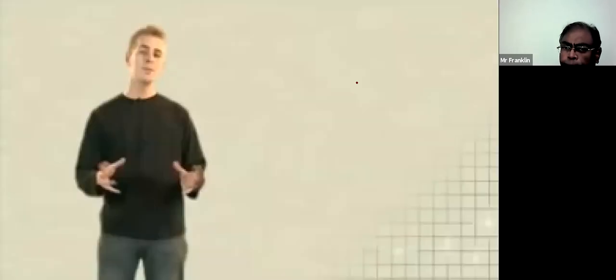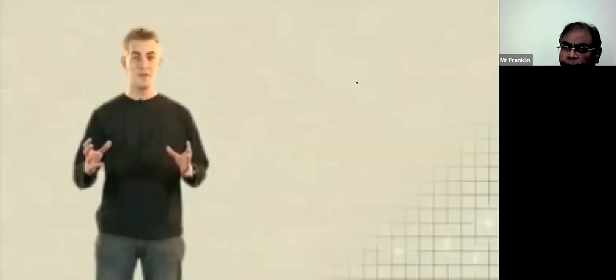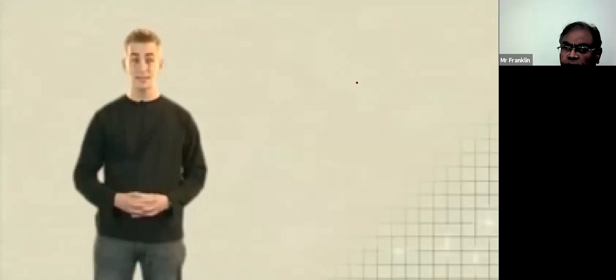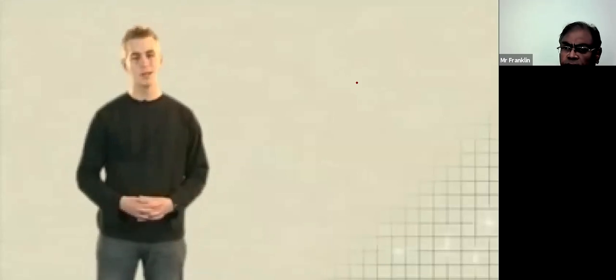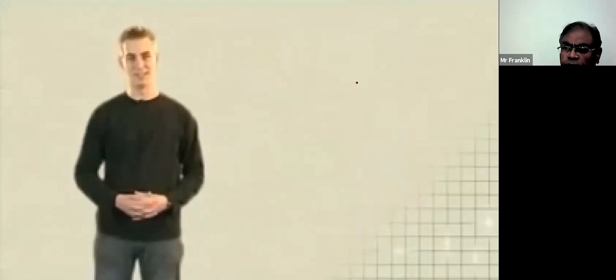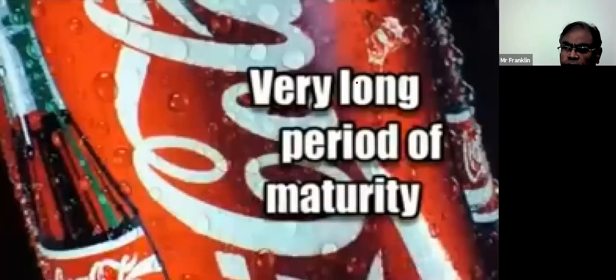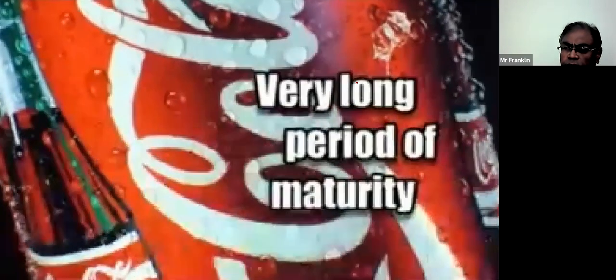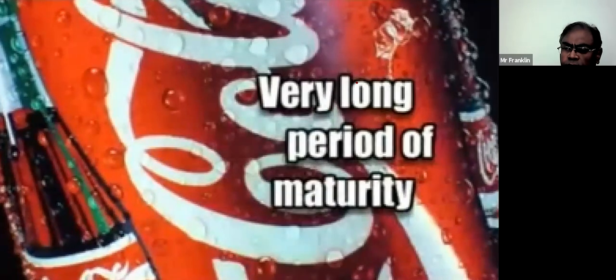Some products are introduced and then grow very quickly. They have a brief maturity and then decline rapidly. For example, fashion and toys. Other products have very long periods of maturity. For example, Coca-Cola and Kellogg's cornflakes, which have been around for years, but are still in maturity.